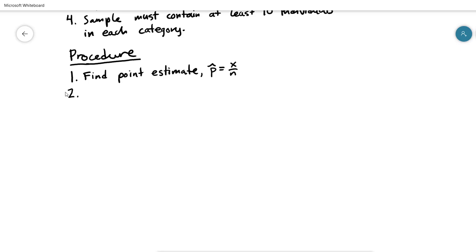The second step is, again, the same type of thing that we were doing before. We need to find the critical value. And the question in this case is, does this scenario wind up obeying the rules of a normal distribution or a t-distribution? Which distribution do we need to use?